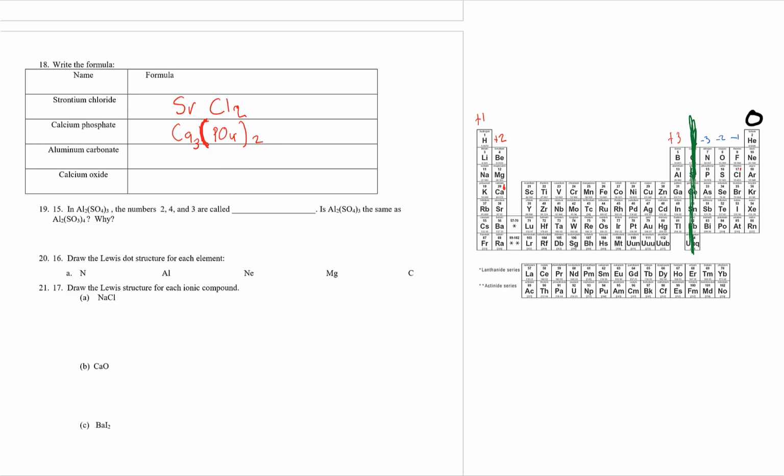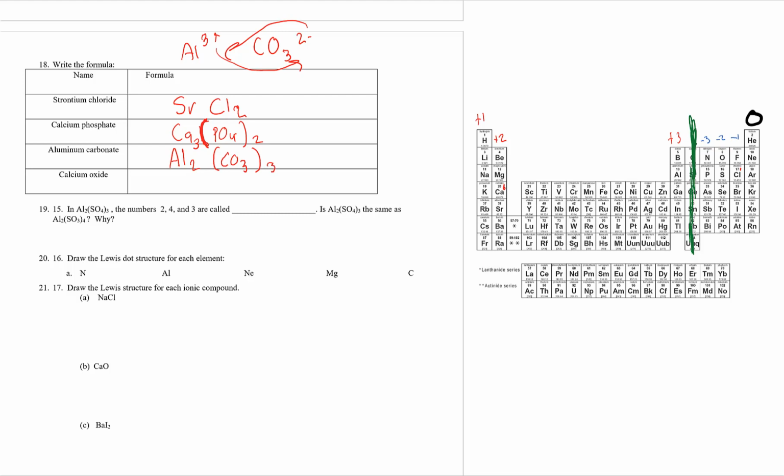Anyway, aluminum carbonate. Aluminum is going to be 3+. Carbonate, you got to look it up on your polyatomic ion sheet or Google it, whatever. It's CO3, and it's 2-. So this is going to go here. This is going to go here. And I'm going to say that the Al now has a 2 on the bottom. The CO3, which is in parentheses because it's one big blob, I got 3 of them.